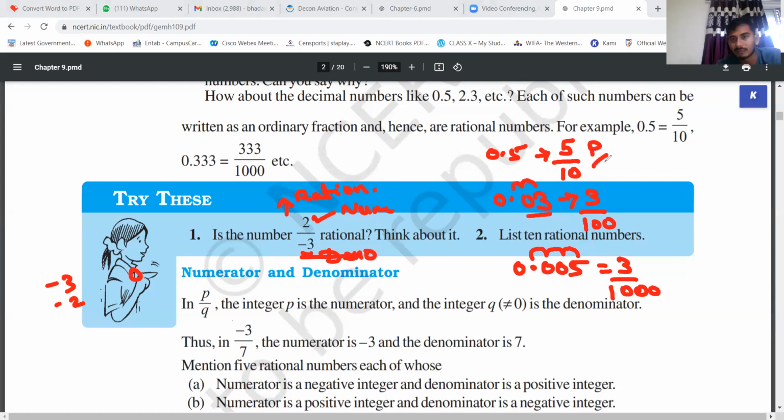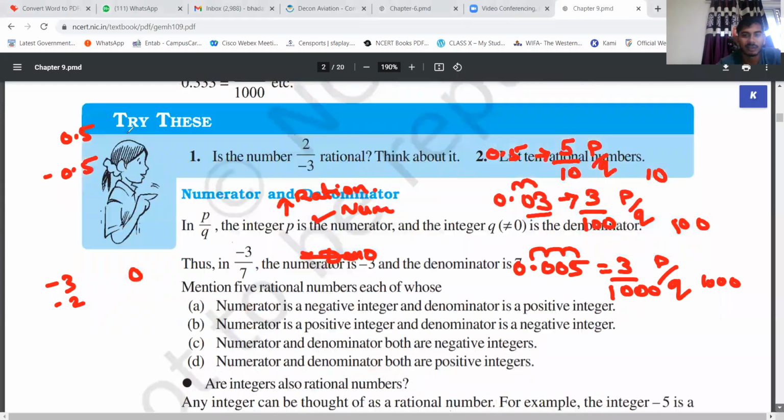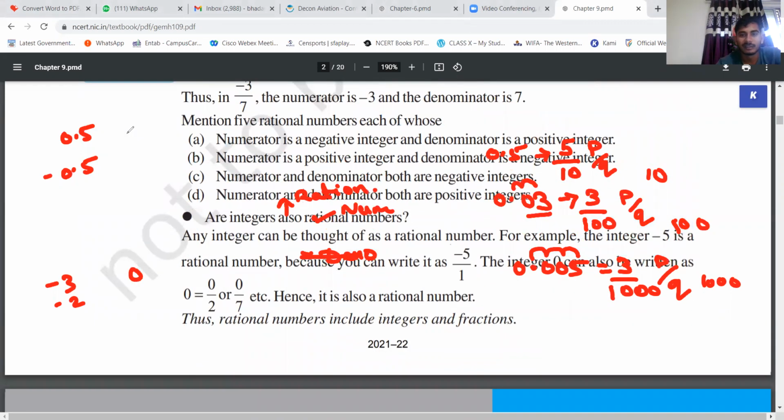Now I got p by q, p by q, p by q. Now don't imagine the denominator is 0. It is 10, not 0. It is 100, not 0. It is 1000, not 0. So it is in the case of p by q. Therefore, it can be considered a rational number. I mean decimal numbers like 0.5 or minus 0.5 can be considered rational numbers. So make sure that it is clear to you.